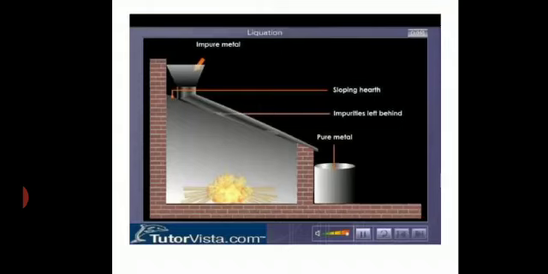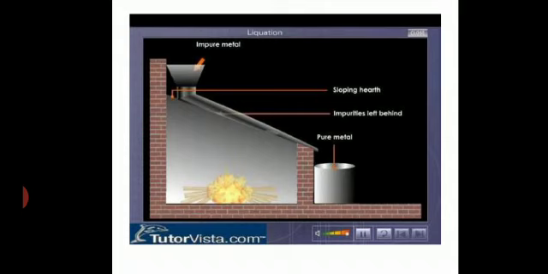This is the process of liquefaction I am showing you here. The impure metal is there, you can see, on sloping earth, and the impurities are left behind in the sloping earth, while the pure metal is collected at the bottom in the tank. Now there are several processes of refining. I said that out of those, electro-refining is the most economical and the easiest method of collecting the pure metal.